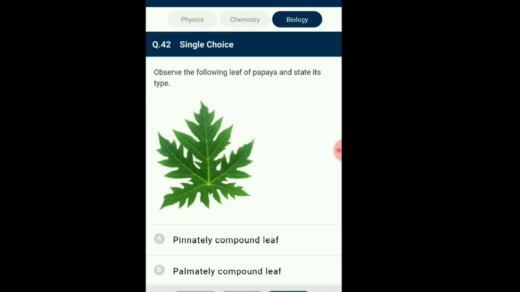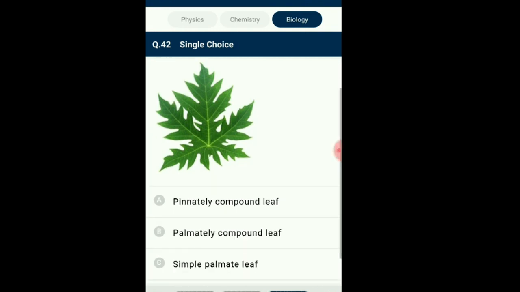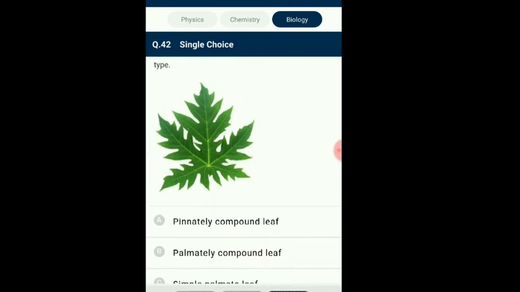Question number 42. Observe the following papaya leaf and state its type. A leaf is said to be simple when its lamina is entire or when incised, the incisions do not touch the midrib. In this leaf, the incisions do not reach the midrib, so it is a simple palmate leaf. When the incisions of the lamina reach up to the midrib, breaking it into a number of leaflets, the leaf is called compound. The compound leaves may be of two types.